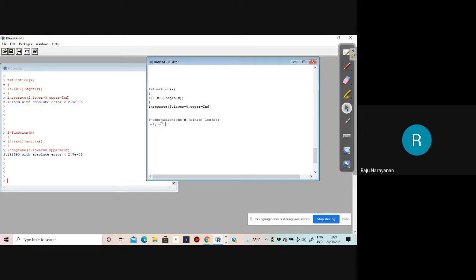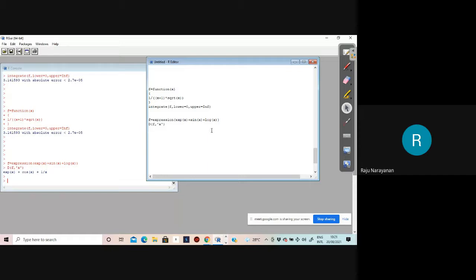Why is it single inverted commas x? Sometimes the function may be of two variables, x and y. Then we have to specify the variable of differentiation. That's all. So we get e raised to x plus cos x plus 1 by x.